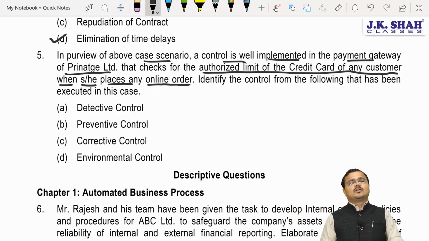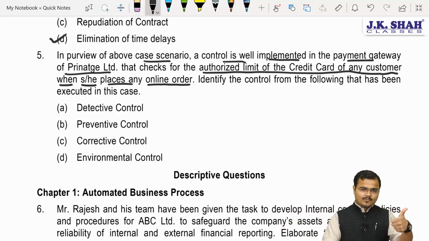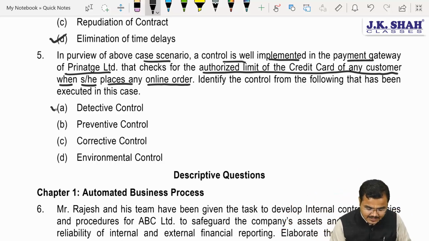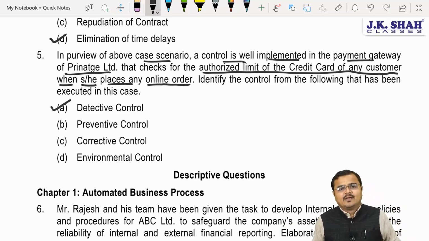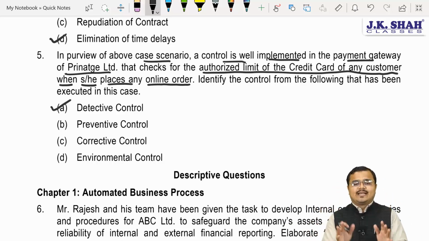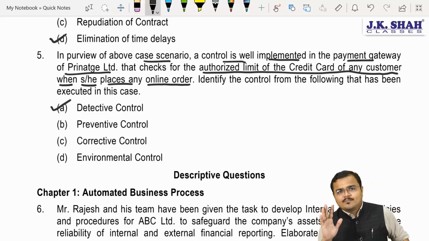So that type of control is not a preventive control. No, sir, it's a detective control. Understood? Every time we try to detect whether things are going as per the requirement or not.